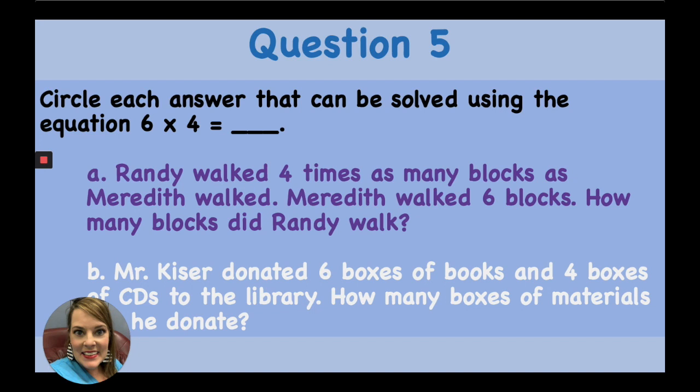So for A, Randy walked 4 times as many blocks as Meredith walked. Meredith walked 6 blocks. How many blocks did Randy walk? And then B, Mr. Kaiser donated 6 boxes of books and 4 boxes of CDs to the library. How many boxes of materials did he donate? Let's look at how I answered A and B.